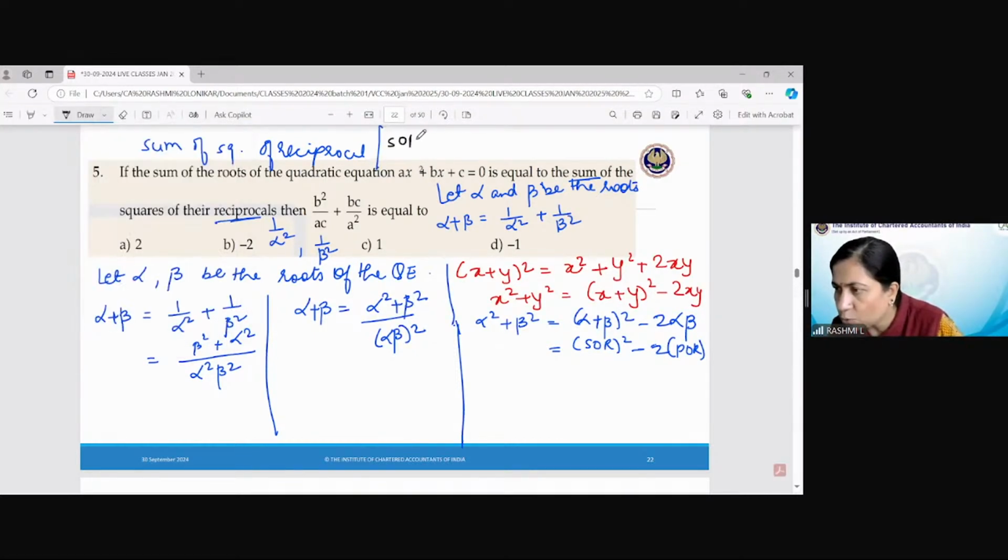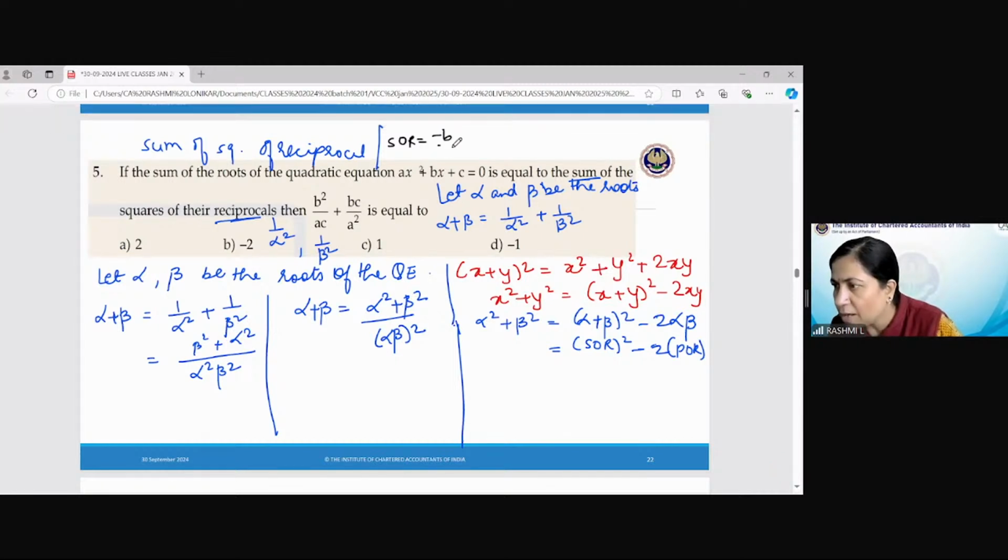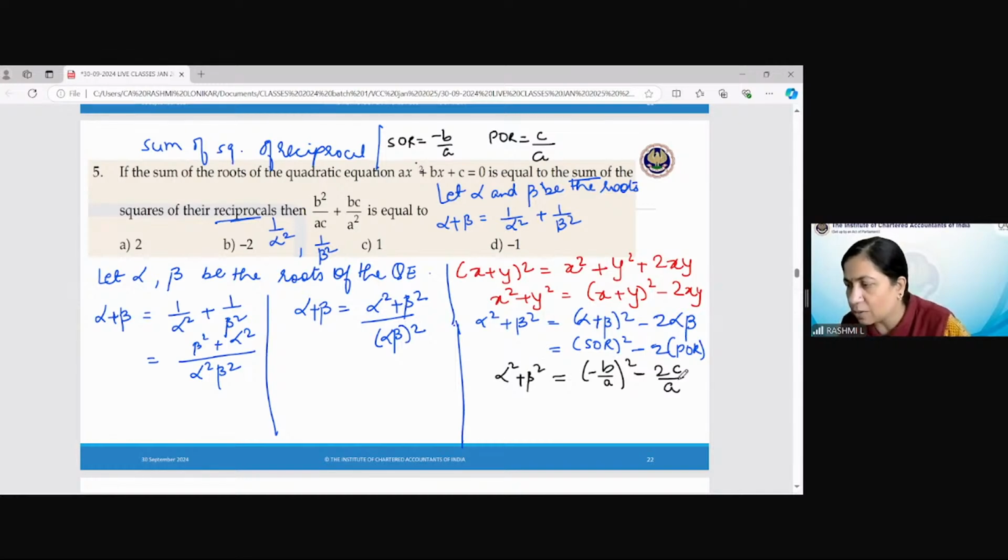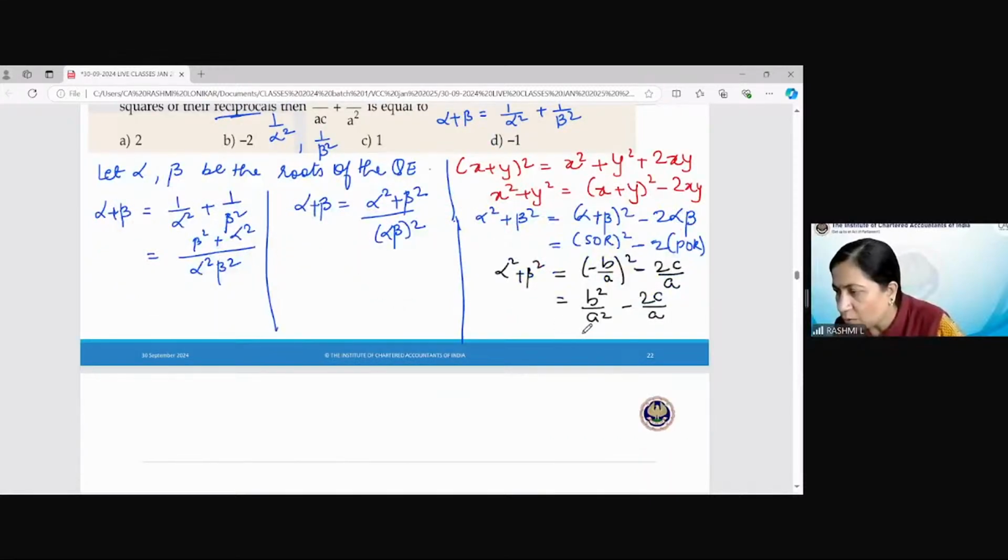My sum of roots is equal to minus b by a, and my product of roots is equal to c by a. The equation itself is ax square plus bx plus c. So alpha square plus beta square will be equal to minus b upon a whole square minus 2 into c upon a. So I have got alpha square plus beta square is equal to b square upon a square minus 2c upon a, which is also equal to b square minus 2ac upon a square.